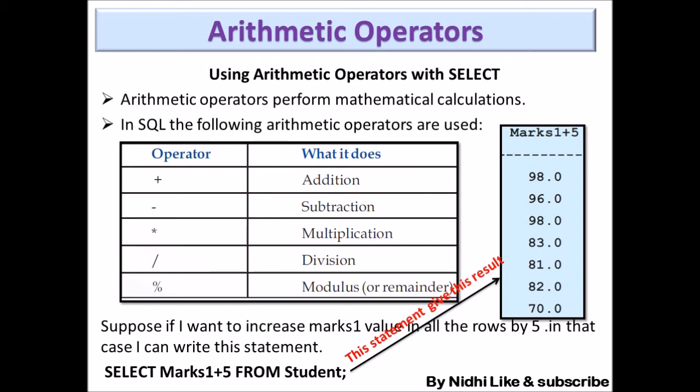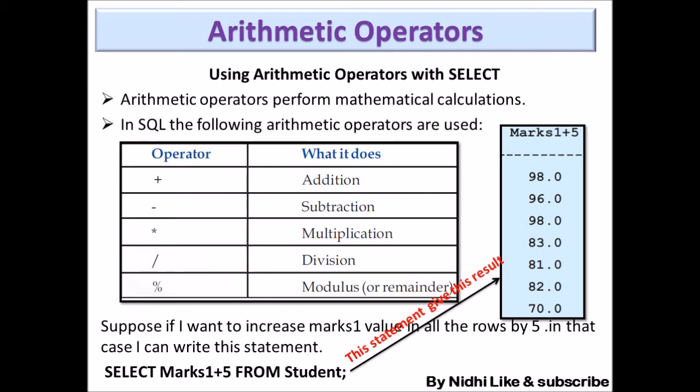So in the previous example, all the marks in marks 1 are increased by 5. It does not change the actual value, but when you make a select query, that is, when you show the result, you can see that the marks are increased by 5. And similarly, if I want to decrease the marks, I can write the query select marks 1 minus 5 from student.